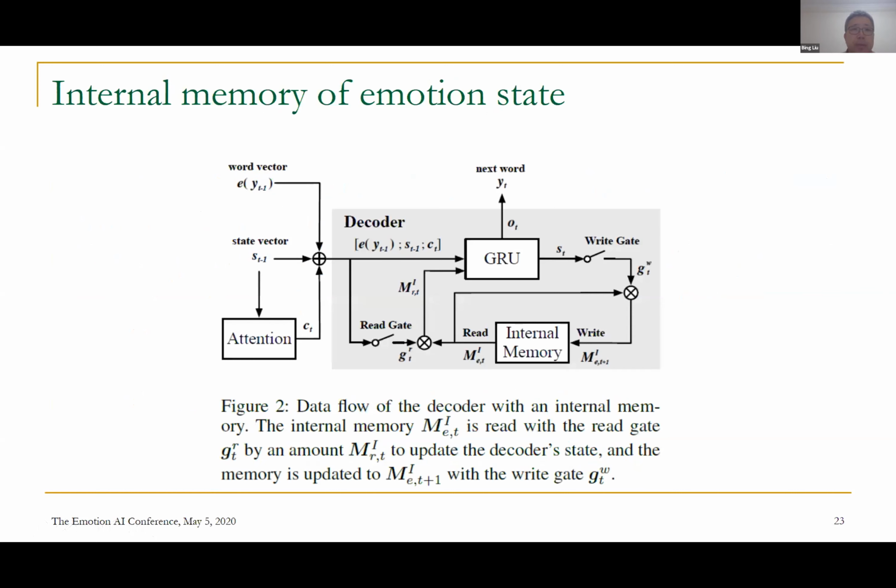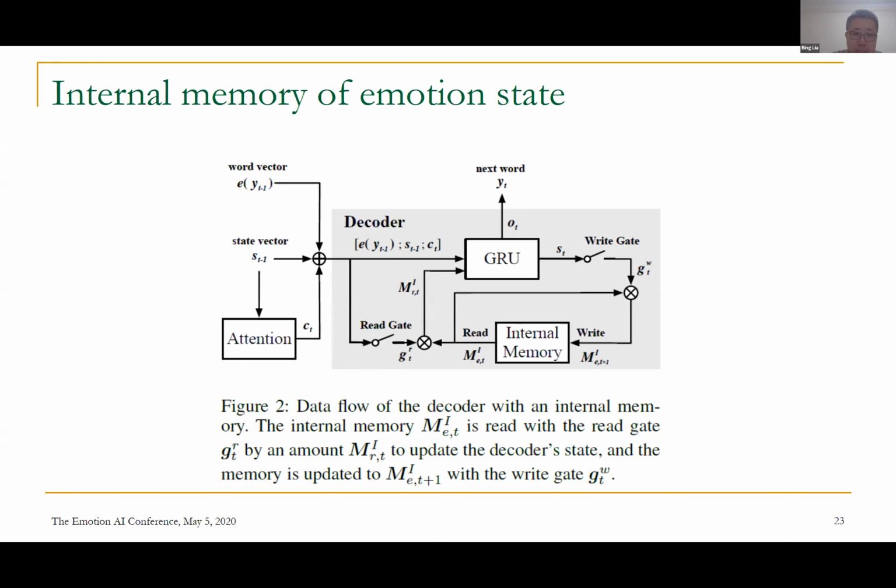So that's the component which is the internal memory of the emotion state. So what does that mean? Essentially, when we try to say a sentence, normally we already have something in our mind, what kind of emotion. And in the process of generating that sentence, the emotion actually goes with the sentence. When you finish that sentence, that emotion ends.